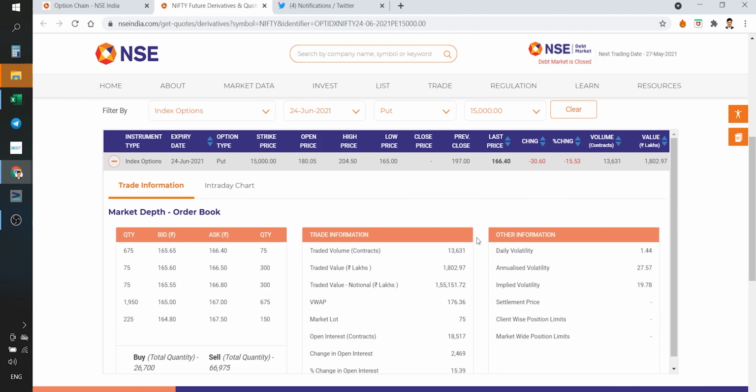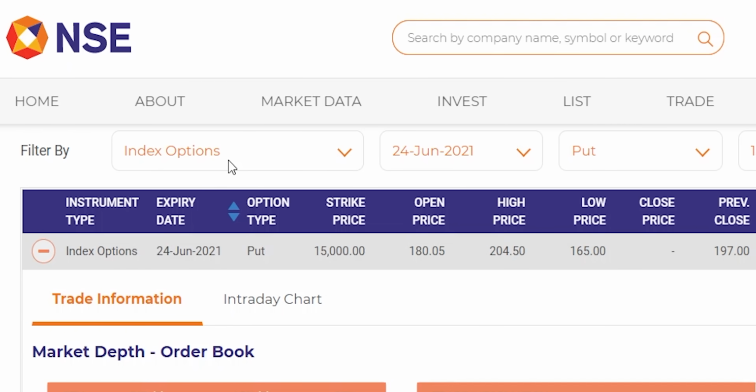Welcome to Mission Options. In this episode, we are going to talk about physical delivery and expiry. Now, let us look at this screen. Here, I have taken a snapshot and you can see I have chosen index options and this shows the expiry. Any option you buy or sell will have a contract period, an expiry date.